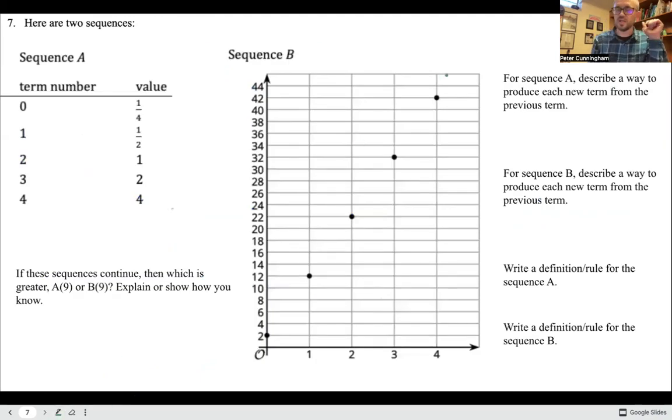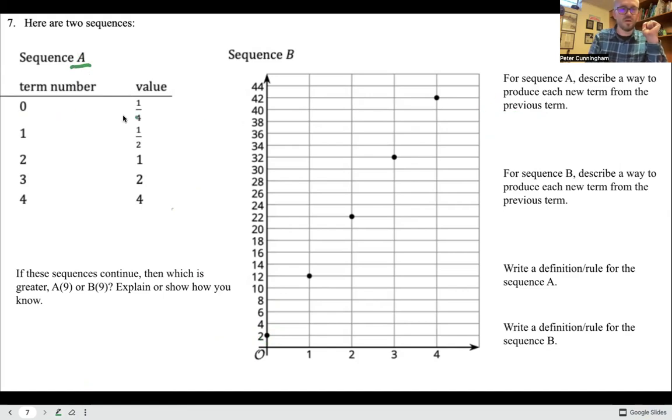All right, so I kind of had to arrange these questions a little differently because it wouldn't have fit all on one slide, and I wanted to make sure everybody could see every step of the way. So I'm over here on the right for part A. That says for sequence A, describe a way to produce each new term from the previous term. Okay, so first I would have to say, hey, my first term is 2. Oh, we're talking about sequence A. Sorry, let me clear that.